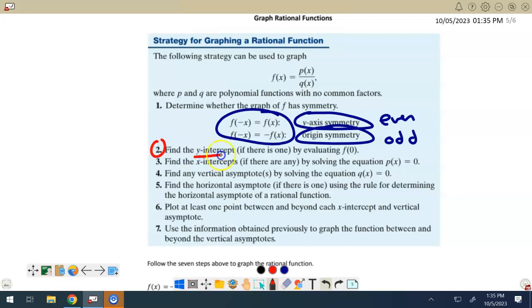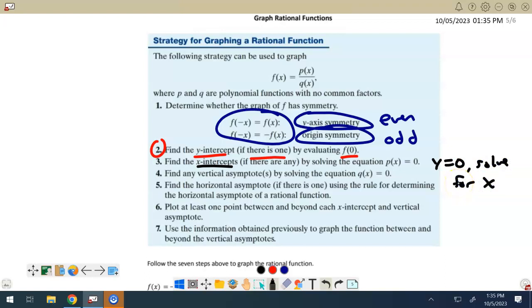Then it says find the y-intercept, which is exactly the same as what we did previously back in 3.1 and 3.2. You plug in 0 for x, and then you solve for y, right? You find f of 0, basically. That's your y-intercept, if there is one. Now, in every graph we've done so far, there's always been one y-intercept. This is the first case where maybe there might not be one. It depends where the asymptotes are located, right? Then they want us to find the x-intercepts, which we do in exactly the same way. We set y equal to 0, and then we solve for x.